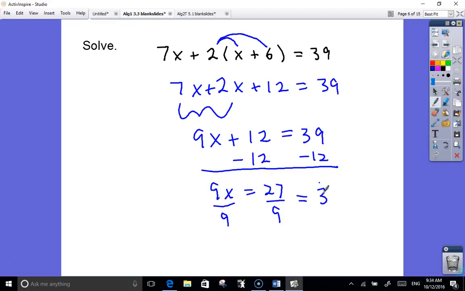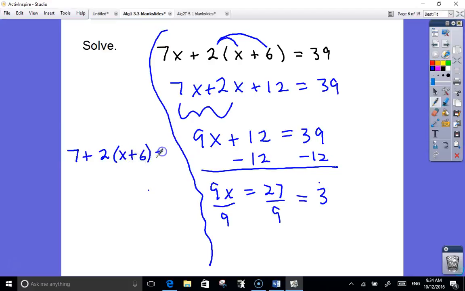Now, this is that one I don't think you would make many mistakes on. I think you'd probably get that one right. It becomes a little more difficult if it said this instead. So I just want to show it. What if instead of that, what if it said 7 plus 2 times x plus 6 equals 39? What would you do first?